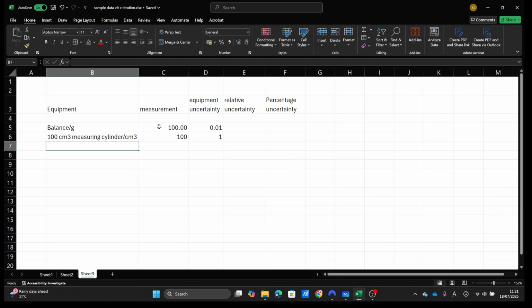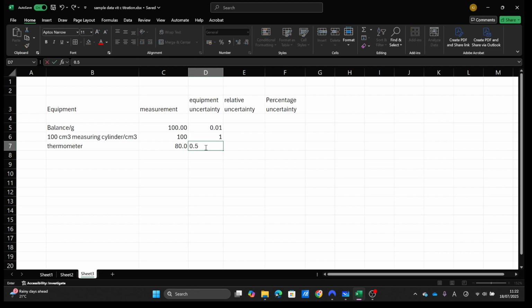So they weighed it out, they boiled the food in water, and they did that at a particular temperature. So we're going to use our thermometer, and we're going to go for when they did 80 degrees. The equipment uncertainty for that was 0.5. Okay, could do a column for units as well, just to make life a little bit easier.